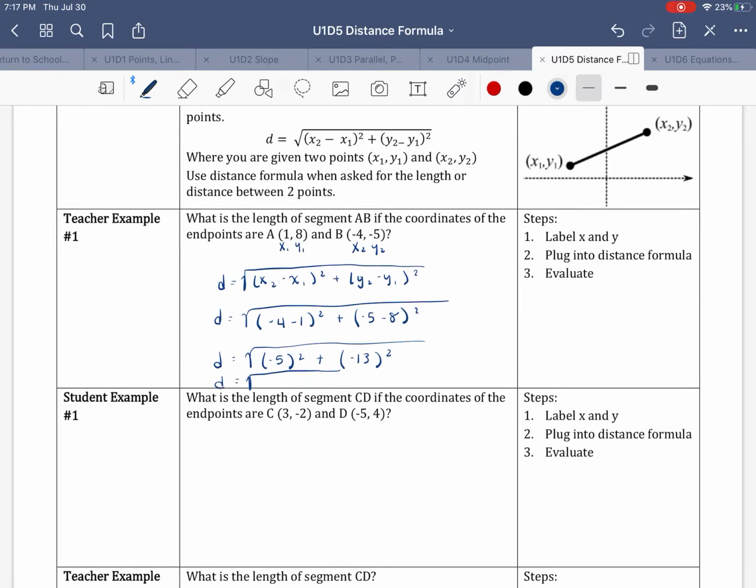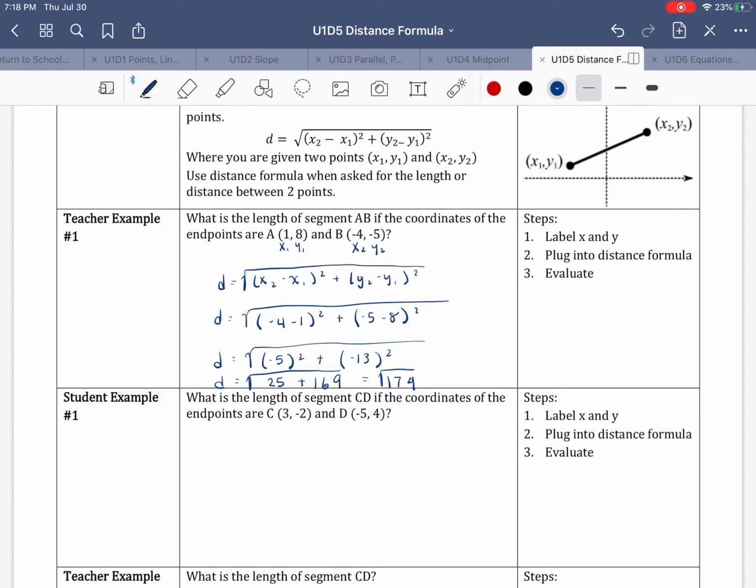We know that that's going to give us 25 plus 169, which equals the square root of 174.